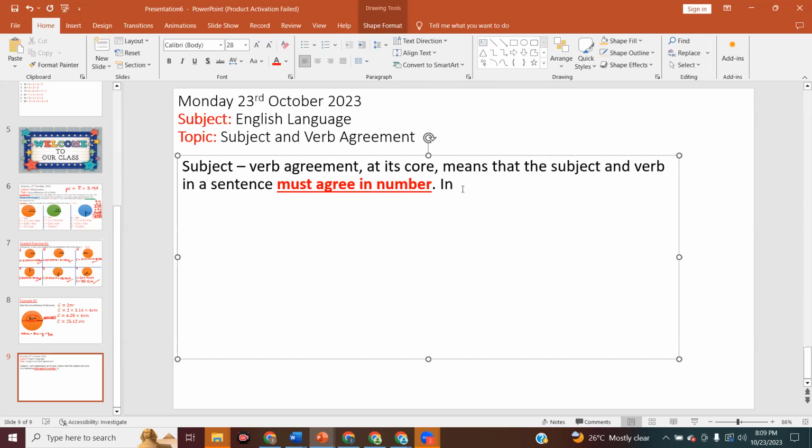In English, we have singular and plural subjects and verbs. It is possible for your subject to be a singular subject, talking about one thing. And it is possible for your subject to be plural, which means it's talking about a lot of things. Singular subject means talking about one thing. Plural subject means talking about a lot of things.